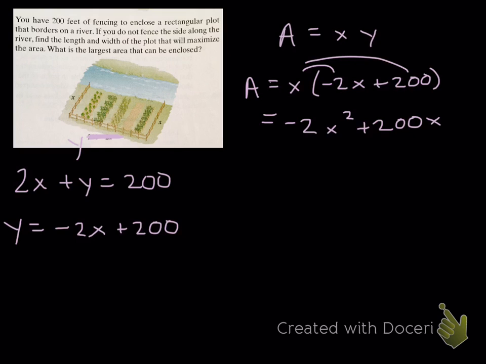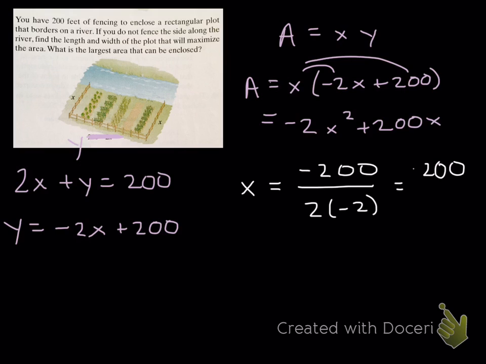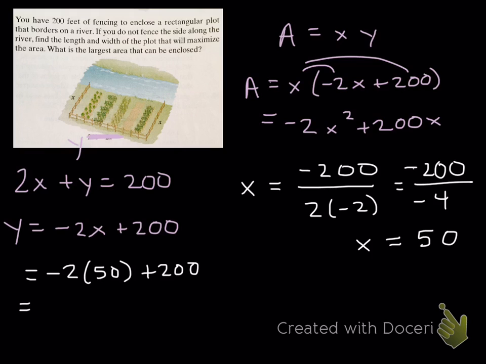And now that I have this quadratic equation set up, I'm now going to find the maximum, which is referring to the vertex. So I'll have negative 200 over 2 times the negative 2. So negative 200 divided by negative 4 will be 50. So I know x equals 50. Now I'm going to come over here and plug x in. So I'll get negative 100 plus 200. So y equals 100.